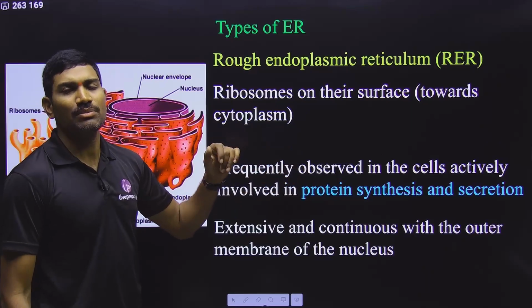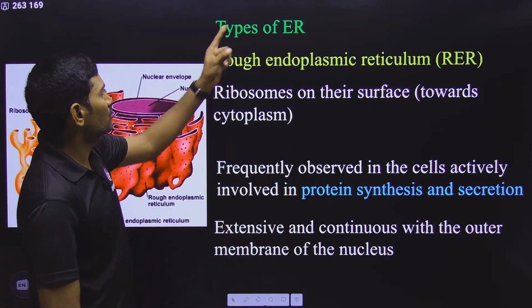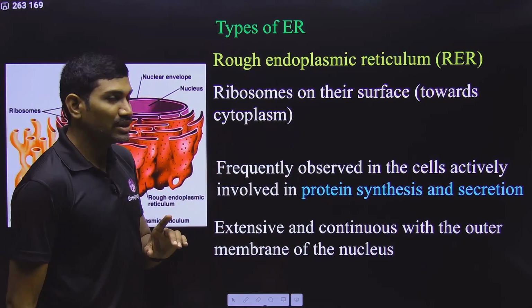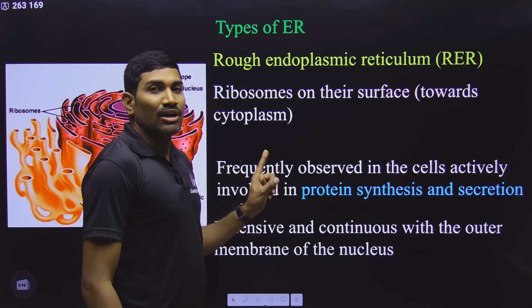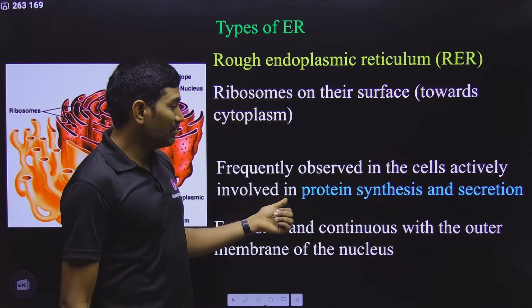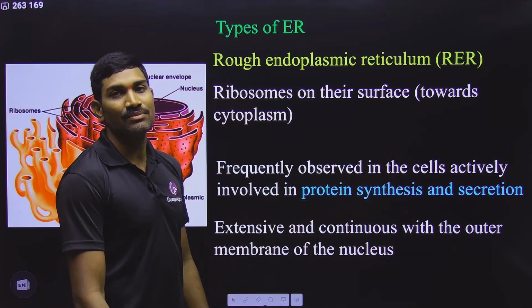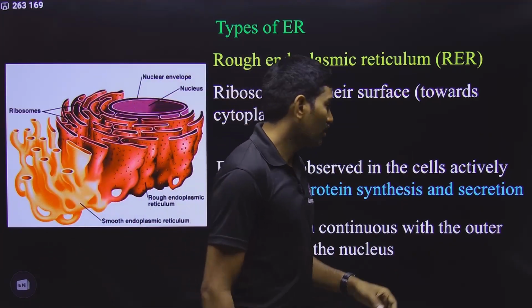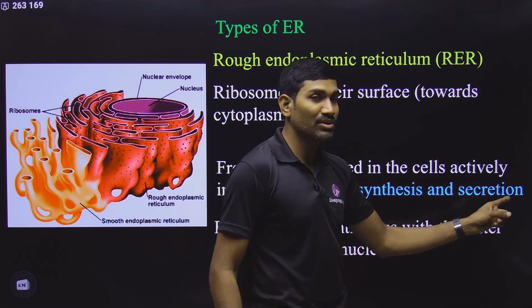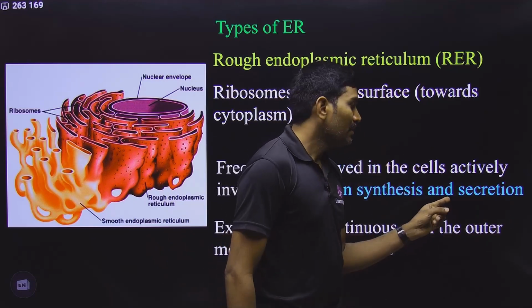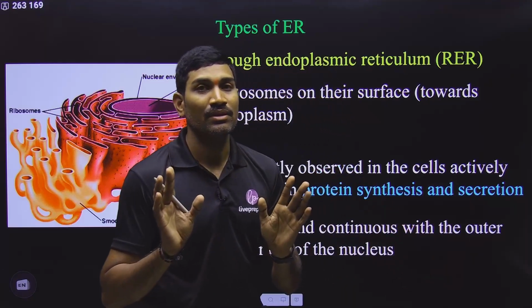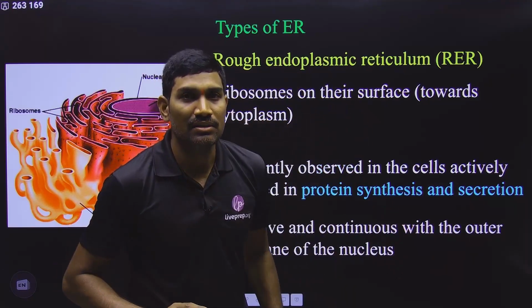And since ribosomes are present, what is the function of ribosomes? Protein synthesis. So what is the function of rough endoplasmic reticulum? Protein synthesis. This is the point. But the next important point is, observe carefully. Rough endoplasmic reticulum is frequently observed in cells that are actively involved in protein synthesis and secretion. This word is important, not just a random word. You need to give more emphasis to this word, secretion. Protein is secreted from the cell.